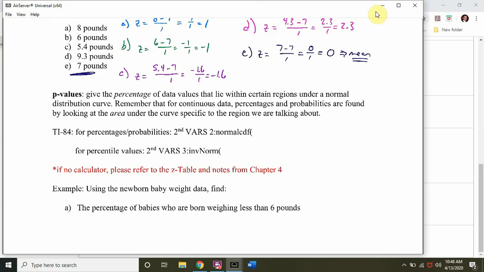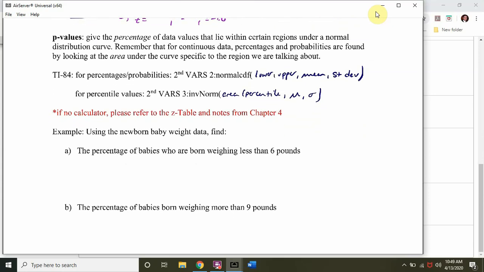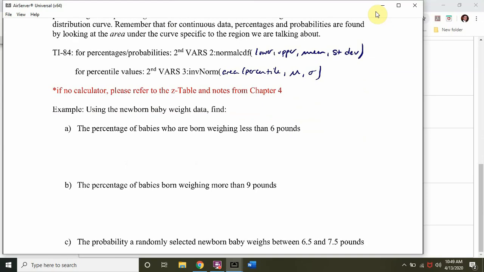So again, to review the way we find these percentage values on the calculator, we go to second vars number 2, normal CDF, where we enter a lower, upper, mean, and standard deviation. And for the percentile values, we go into second vars, and then it's number 3, the inverse norm, where they're going to ask for the area, which is your percentile. They're going to ask you for the mean, and again, they're going to ask you for the standard deviation. Okay, so let's go through these examples, and again, if you need to refer to your z-tables and notes from chapter 4, please do so.